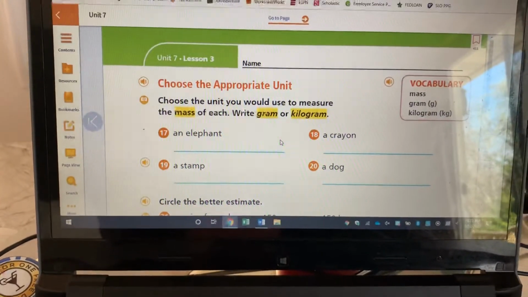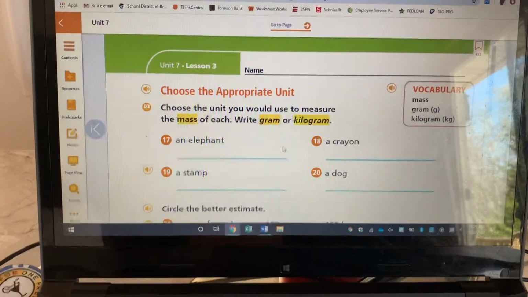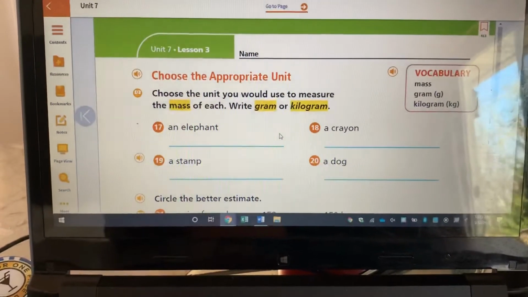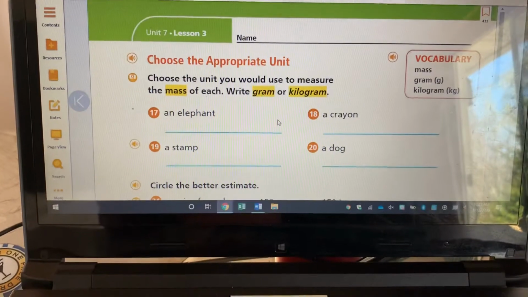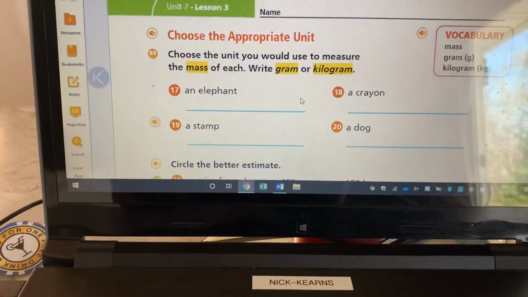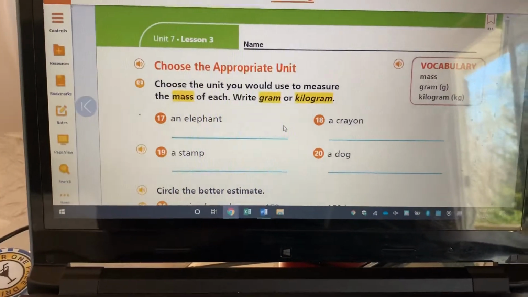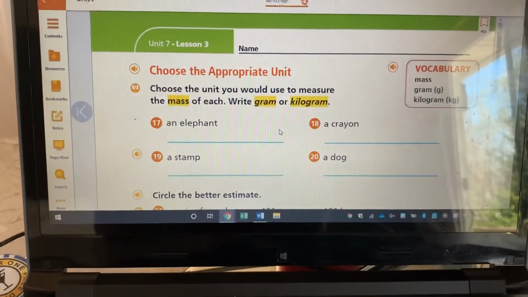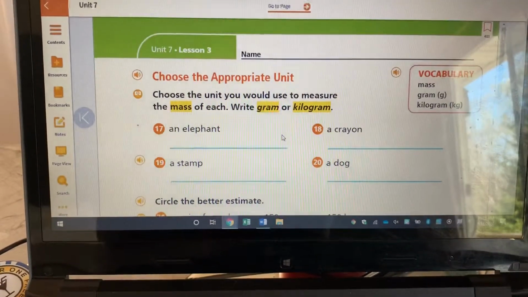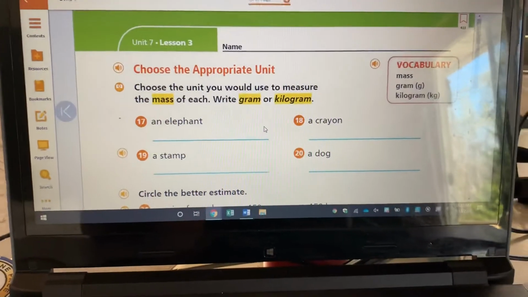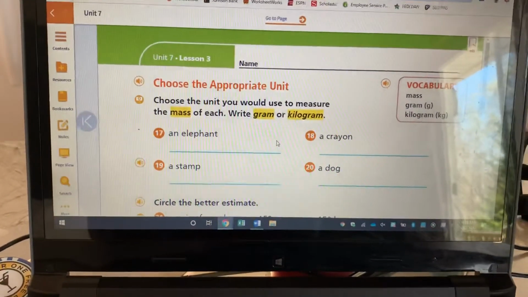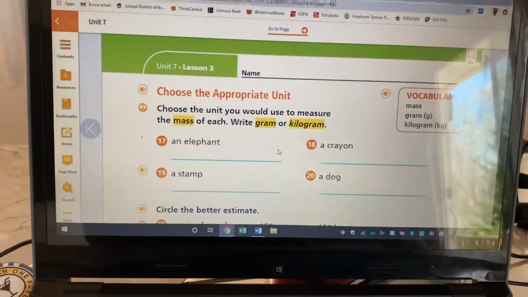Choose the unit you would use to measure the mass of each, right? Grams or kilograms. So you're kind of going to estimate. You're not going to figure out exactly, but how much is a gram? How much does a gram weigh? Not very much. Maybe like a penny, something really small. Can you think of something that weighs a gram? Something really small and something light. Maybe a pencil, maybe a small pencil that you've already used a lot of.